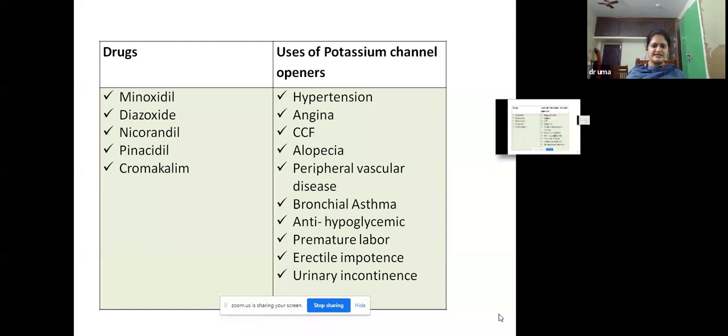These are the potassium channel openers: minoxidil, diazoxide, nicorandil, pinacidil, and cromakalim. Mainly they are used in hypertension, angina, CCF. Minoxidil is used in alopecia. Because of the vasodilatory effect, it is used in peripheral vascular disease. These are under research only in bronchial asthma, hypoglycemia, premature labor, erectile impotence, and urinary incontinence. Mainly minoxidil is used for alopecia.